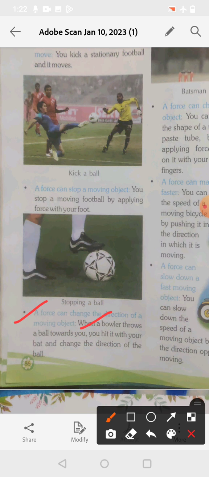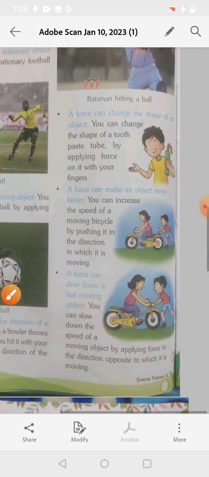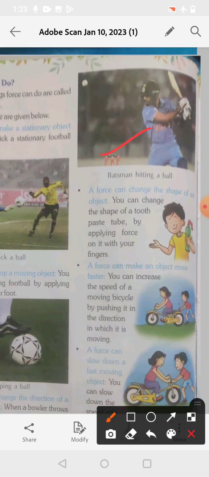You have a bat and you hit with the bat, and it changes the direction of the ball, and you say, okay, sixer, or whatever names you give to that shot, right? So that means a force can change the direction of a moving object. Here you can see in the picture that Batman is hitting a ball.